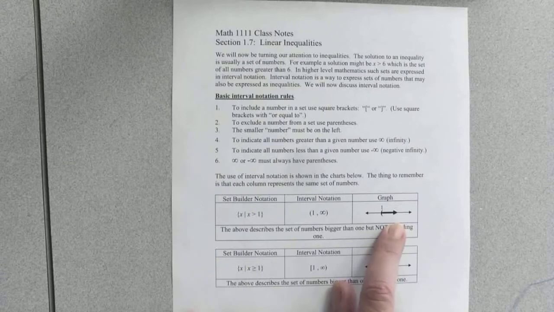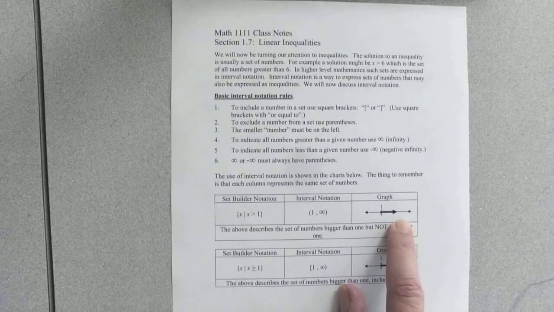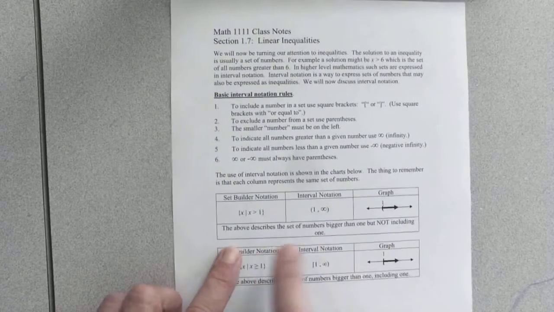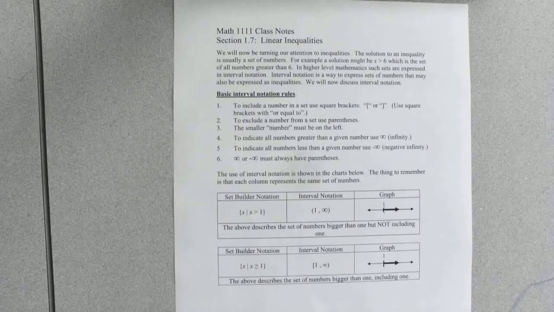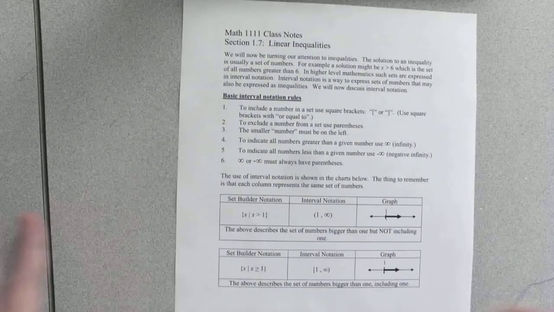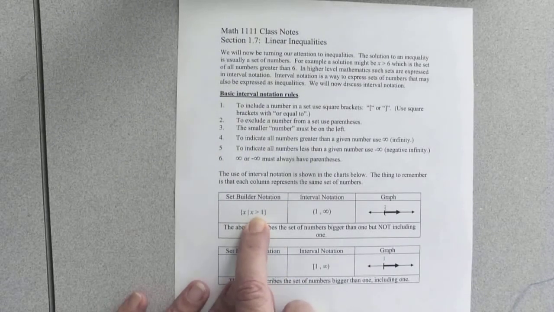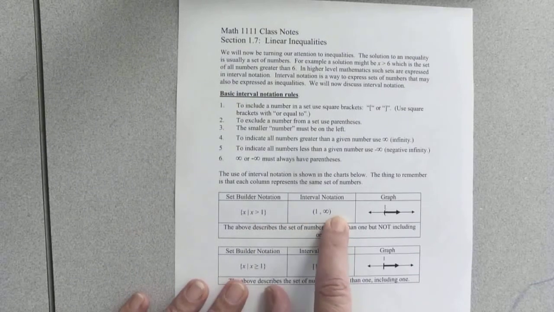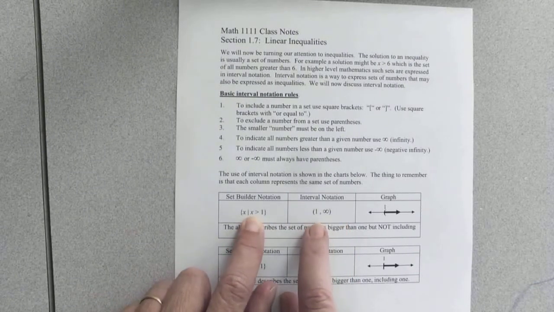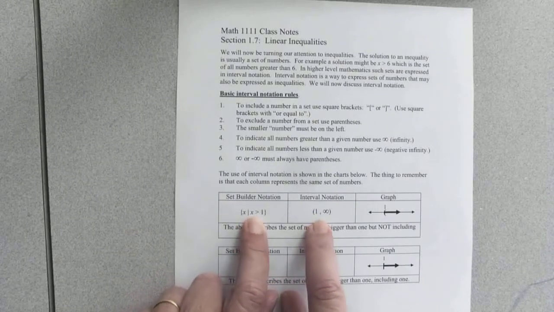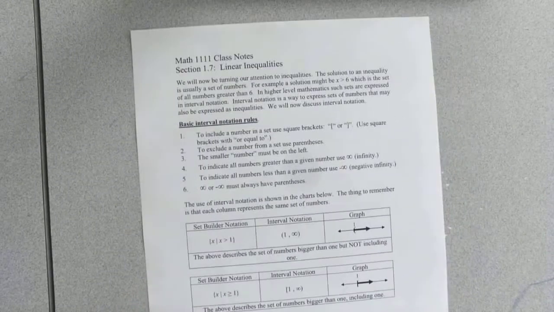Now I'm not going to go great guns on the graph, just anything that seems reasonable, but notice a parenthesis, and then an arrow pointing to the numbers greater than 1. And the point to this chart is that all these notations express the same set. The above describes the set of numbers bigger than 1, not including 1. But notice there is not the or equal to, so I have parentheses, and then greater than 1 forever is infinity. So the inequality x greater than 1 is the same as the open interval 1 to infinity.